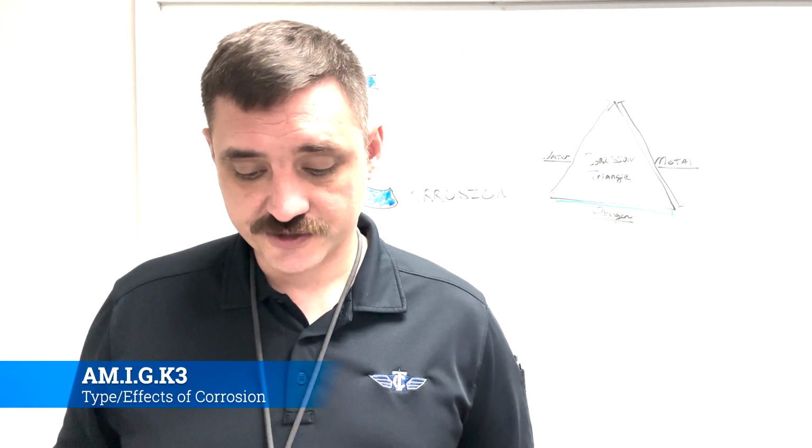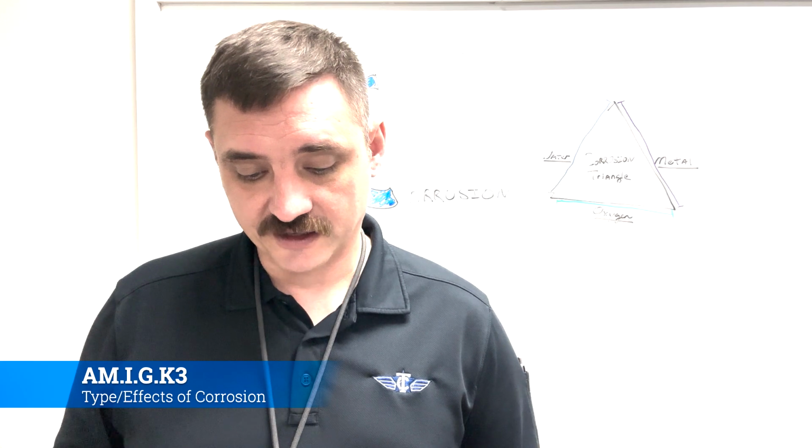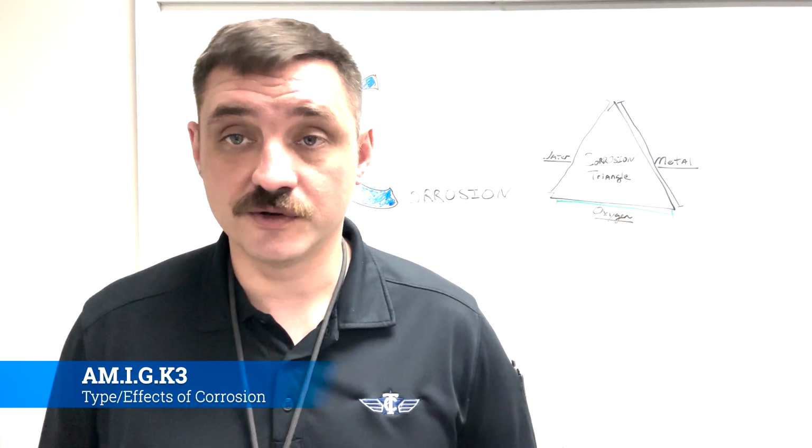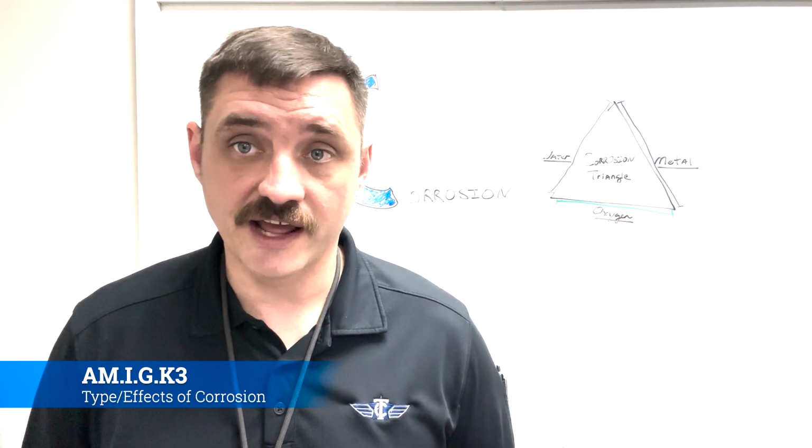Okay, galvanic corrosion is when two dissimilar metals make electrical contact in the presence of an electrolyte. So essentially, if you have your iron and your aluminum touching each other, and then you splash salt water on it, you're going to get galvanic corrosion.